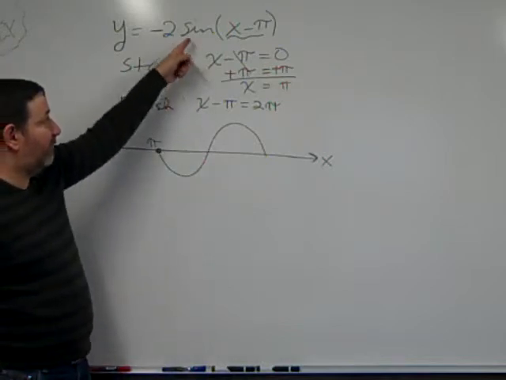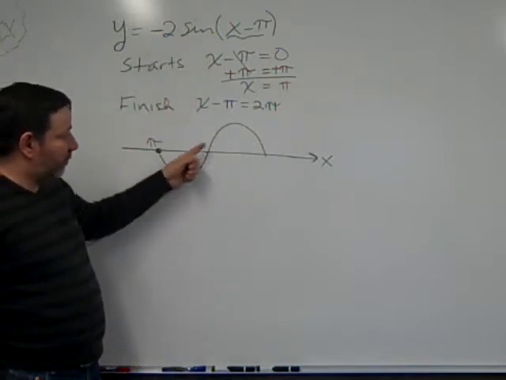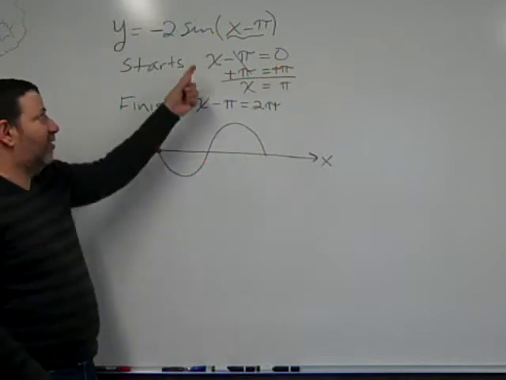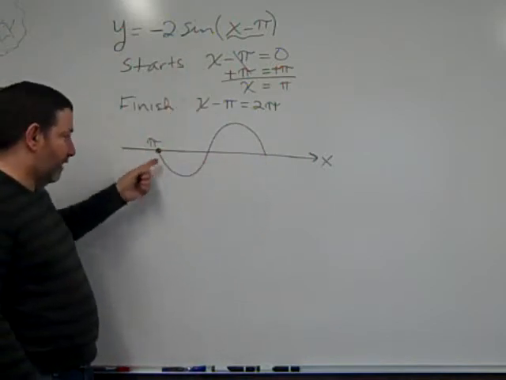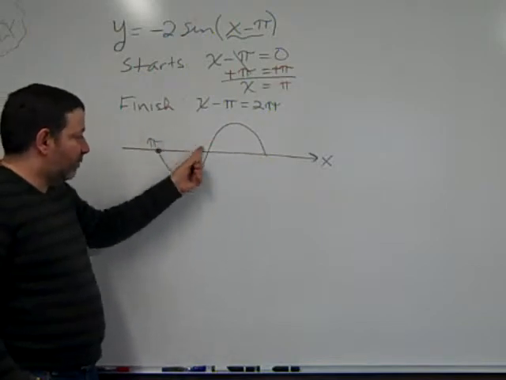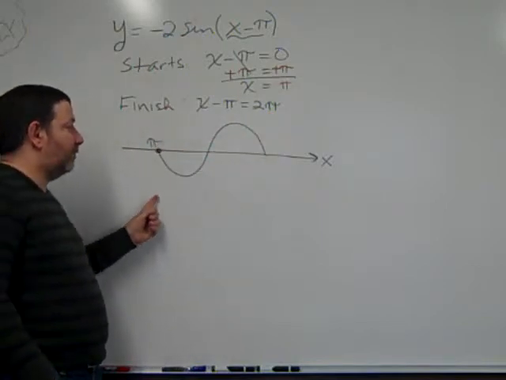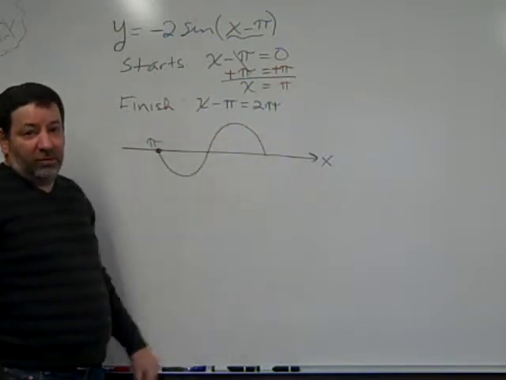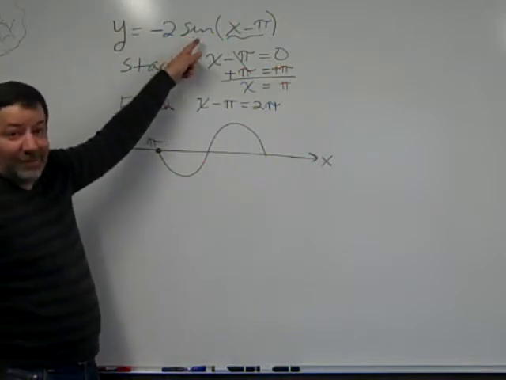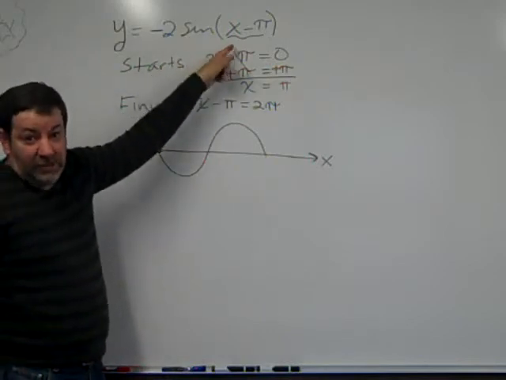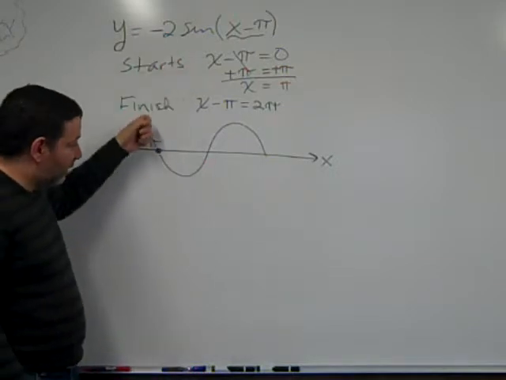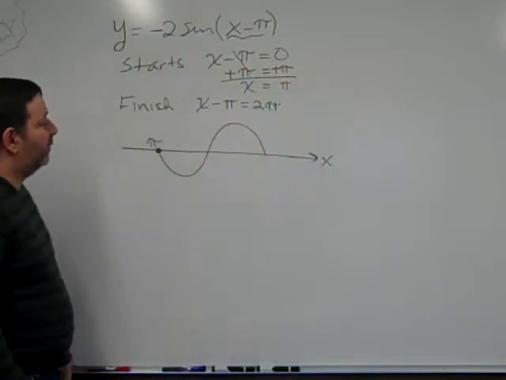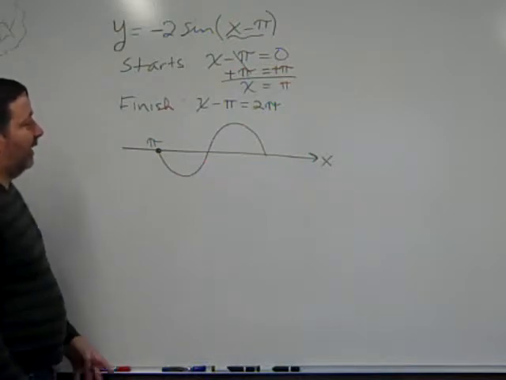The only difference if this were cosine, instead of drawing a sine graph or a negative sine graph, I would draw a cosine graph or a negative cosine graph, depending upon what the cosine of the angle is being multiplied by. If it's being multiplied by a negative, I draw it upside down. Okay.